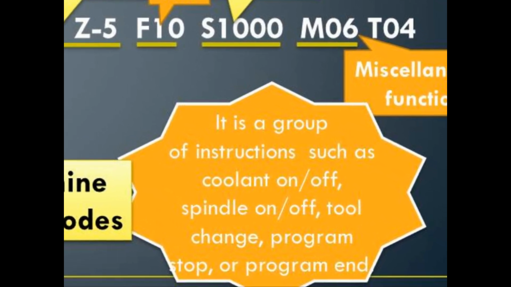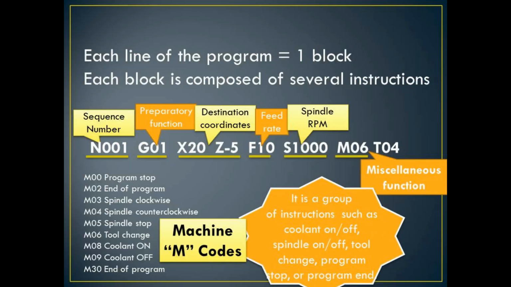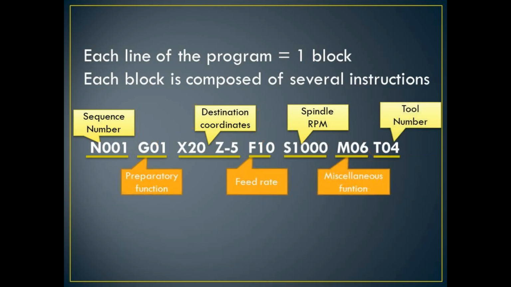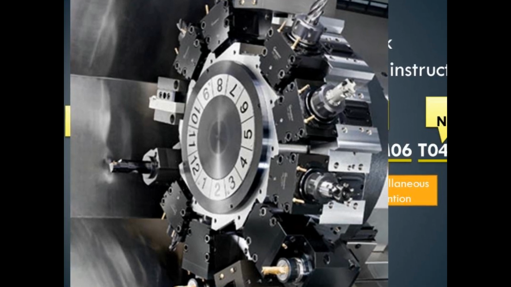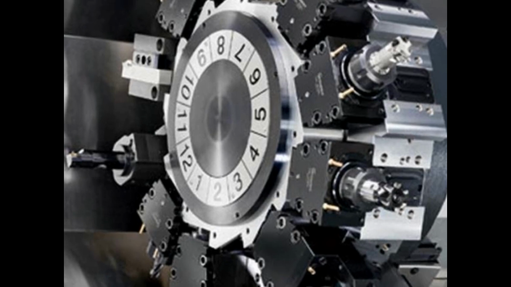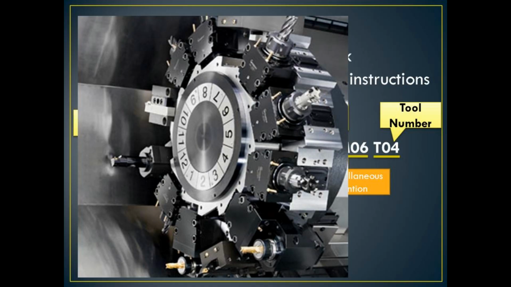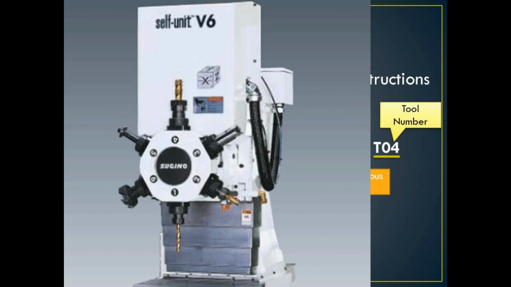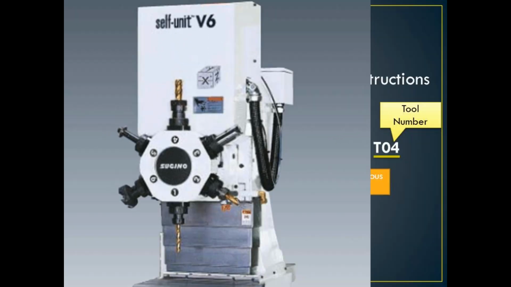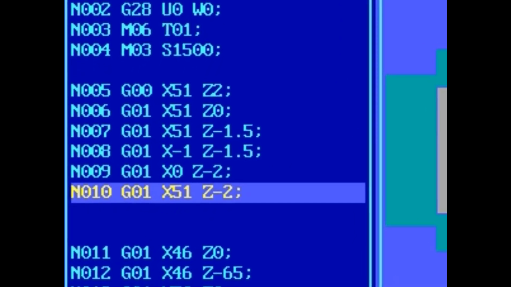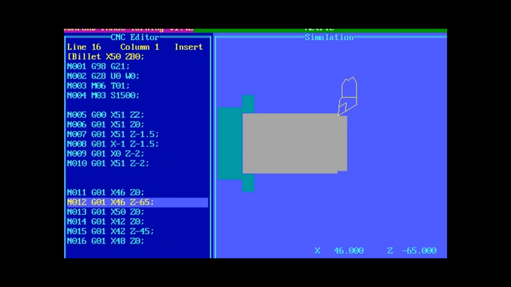The next one, T refers to the tool number. The programmer must know the tool and its position in the turret before going to write the program. Here I show some turret and its tool number. It is a vertical machining center and its turret. Similarly, the part program contains a lot of sequence to obtain the part.